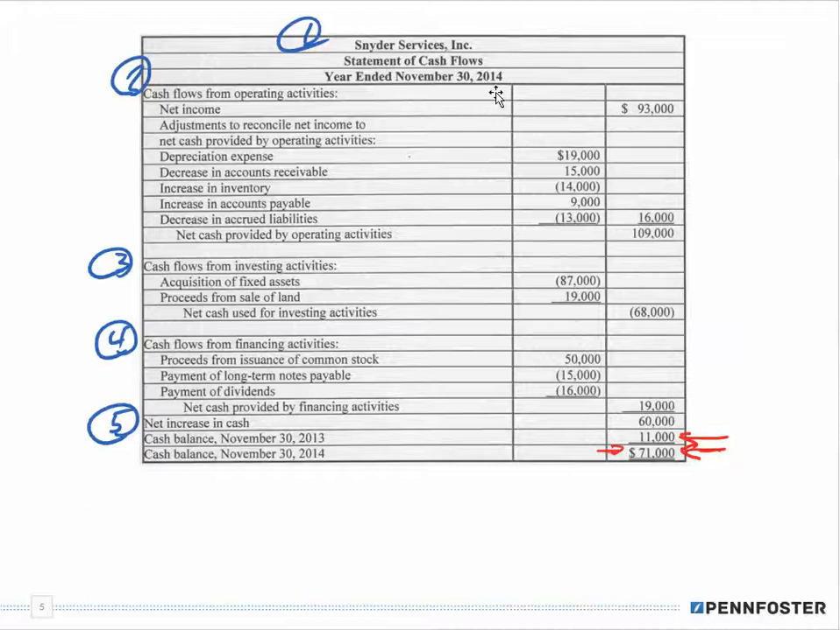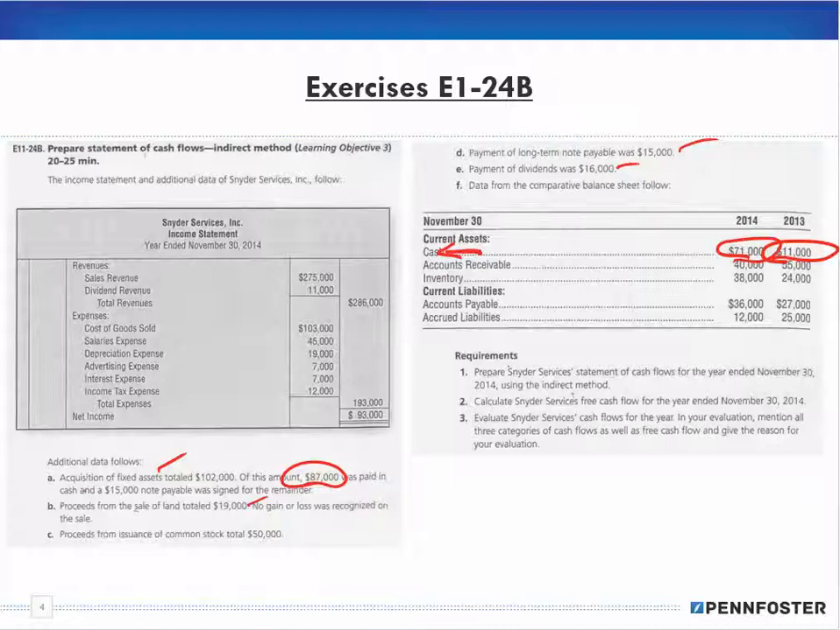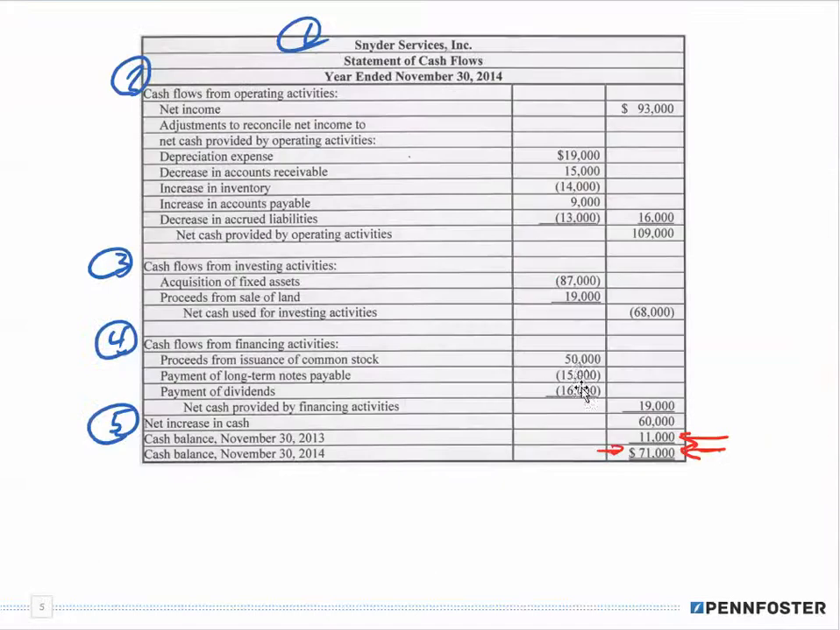Remember, the whole idea behind the statement of cash flows is, to a certain extent, to reconcile your cash, but to explain the change in your cash position. And you're doing that by looking at all of these different activities that affect your cash position. That's why you go down through the checklist.